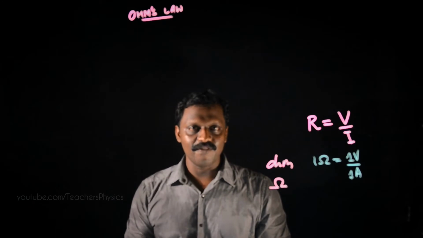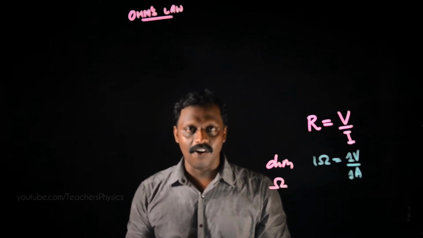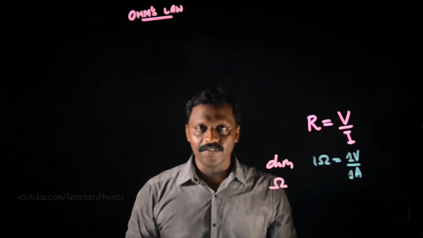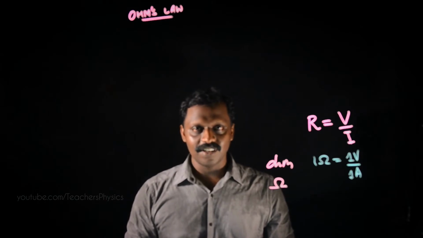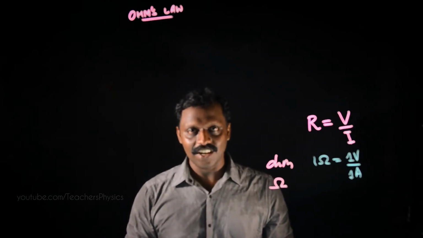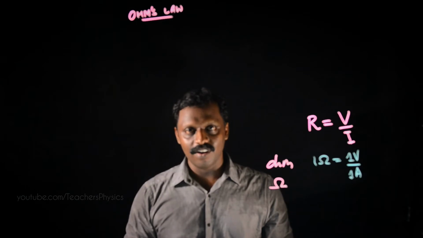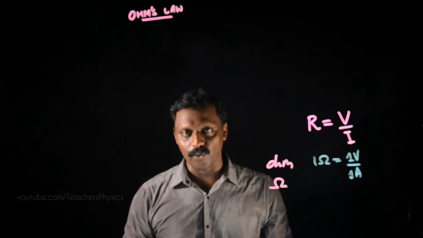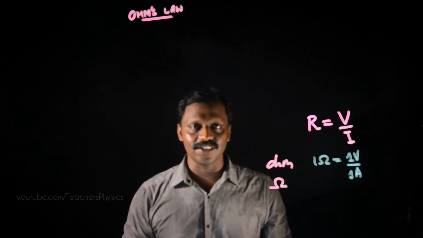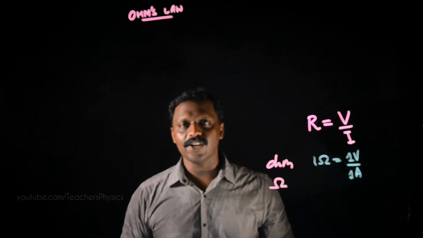Let us discuss a very simple problem based on Ohm's law. It is given that the potential difference between 2 points of a conductor is 0.1 volt when 2 ampere current flows through it. Find the resistance of the conductor. So this is an easy question.